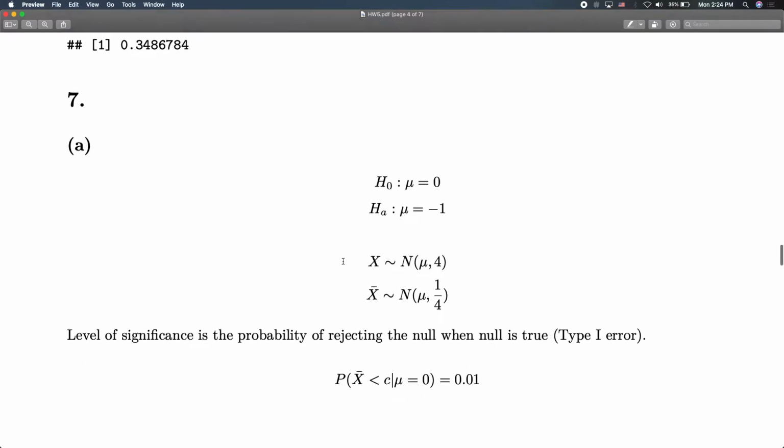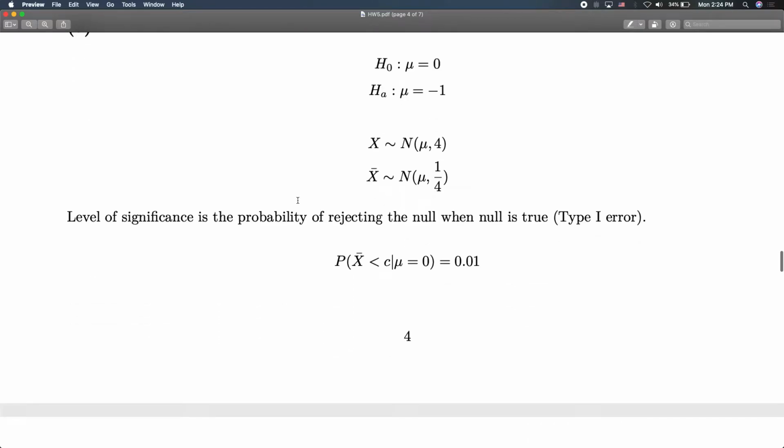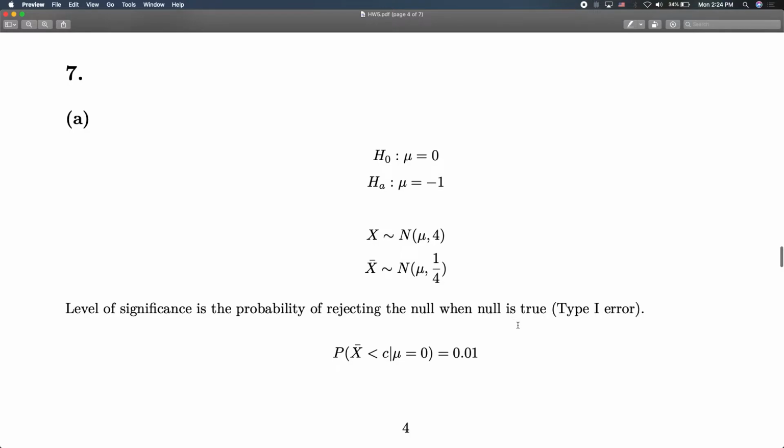Okay, back to the definition for the significance level. This is the null and the alternative based on the question. Each of the x comes from this normal, and x bar follows the normal distribution with the same mu, but the variance is equal to 1/4. And here is the definition for significance level: rejecting the null when the null is true. So when the null is true, we condition on mu equal to 0.